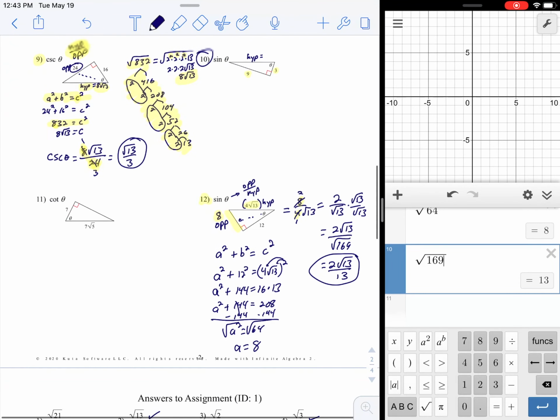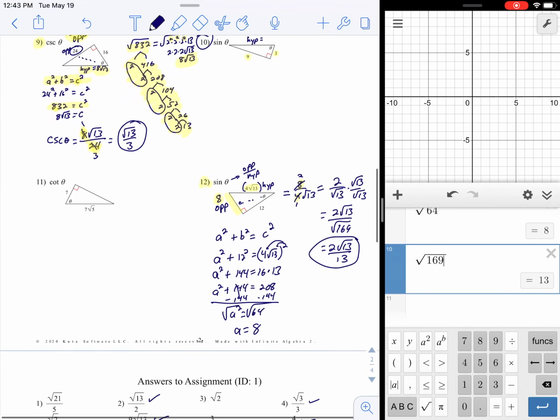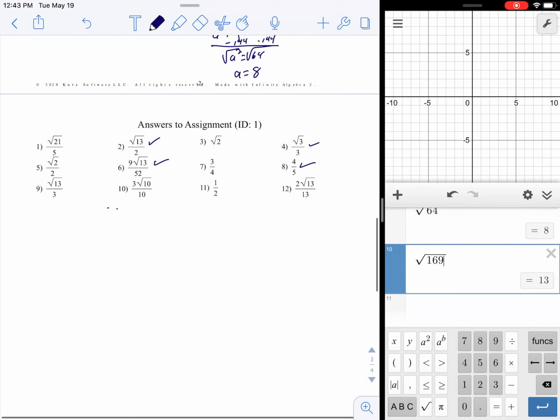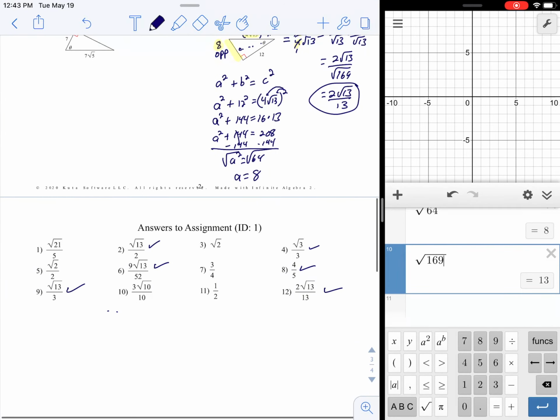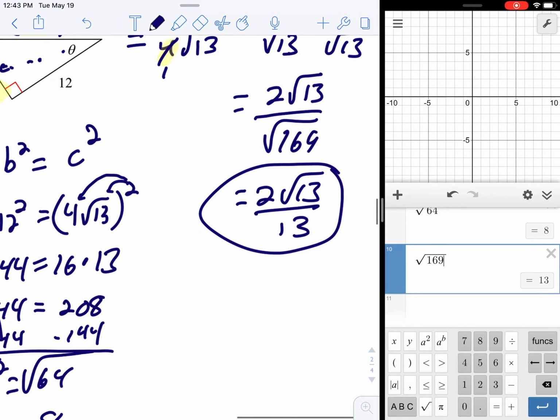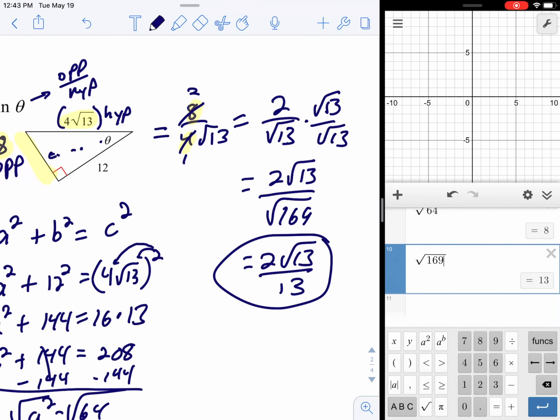Oh, I guess I never checked number 9, did I? So let's check 9 and 12. 9 right there, 12 right there. And yes, I could have used the shortcut here, but I bet you're about sick of hearing my voice right now, so I'm not going to redo this one that's already done.